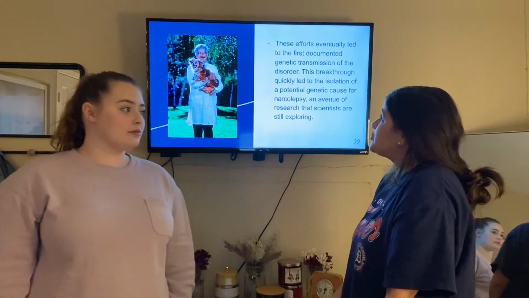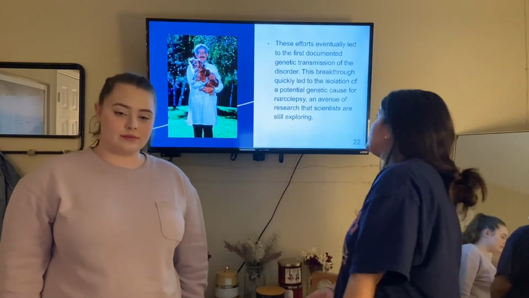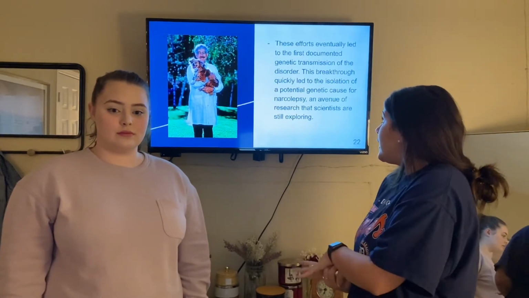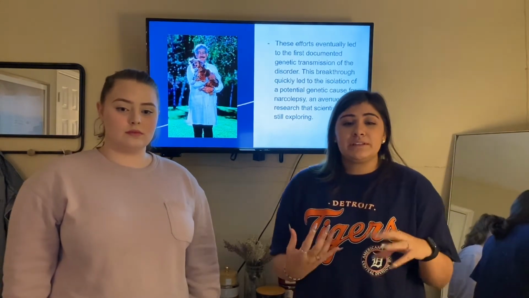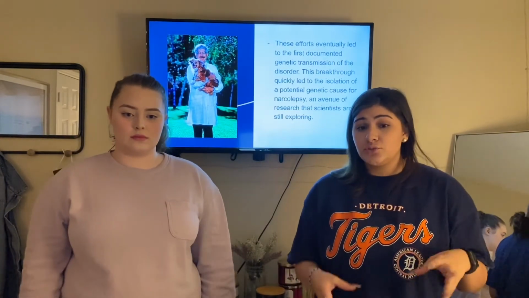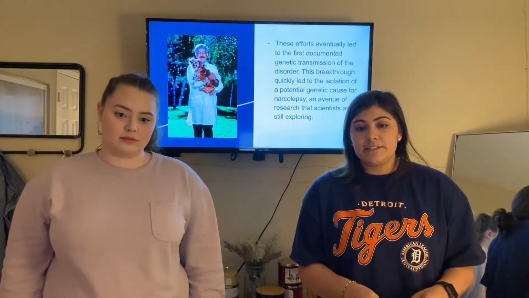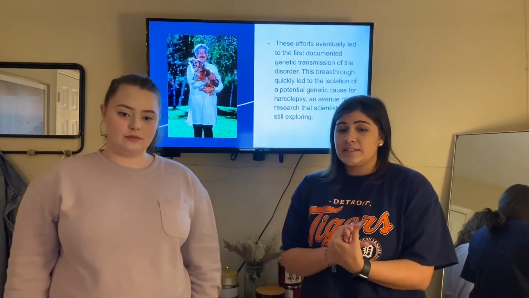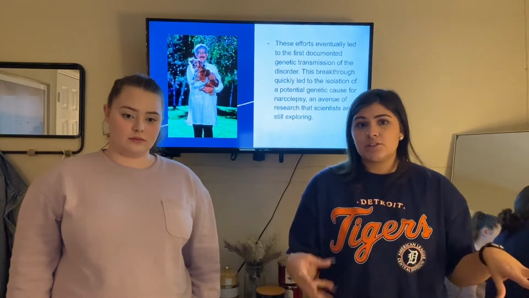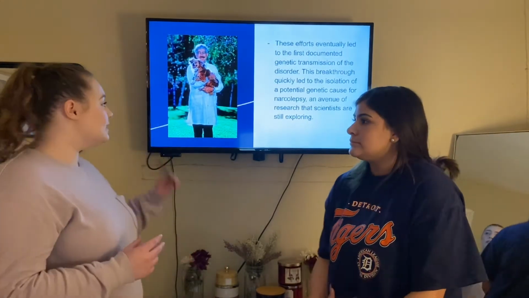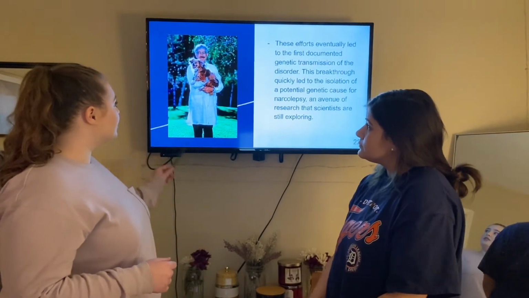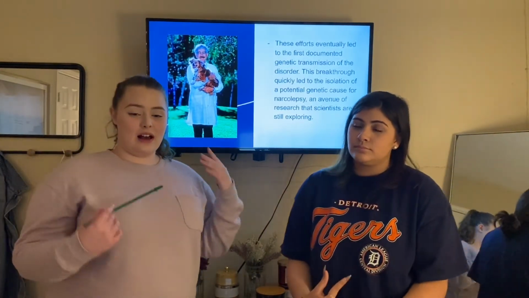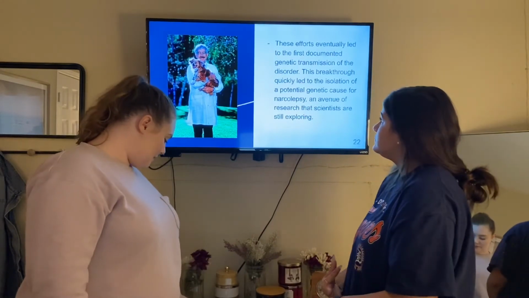So these efforts eventually led to the first documented genetic transmission of the disorder. And this breakthrough quickly led to the isolation of a potential genetic cause for narcolepsy. And that became an avenue of research that scientists are still exploring to this day. And this is a picture of the doctor with a dog from one of his studies for the trial of narcolepsy.